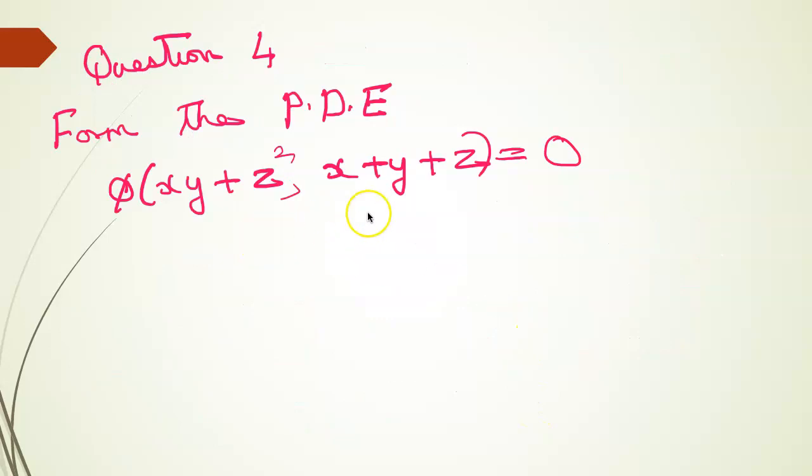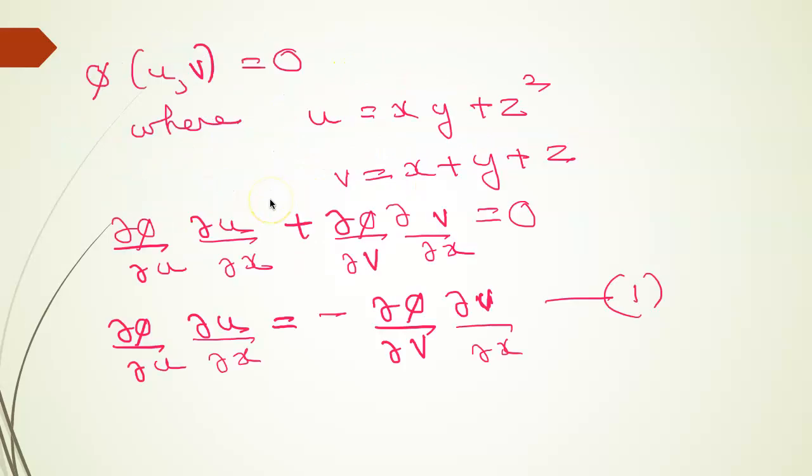So form the partial differential equation phi of xy plus z squared, x plus y plus z equal to 0. So phi is a function of two variables u and v. So let u be xy plus z squared, v is x plus y plus z. So coming to the chain rule, we have del phi by del u into del u by del x plus del phi by del v into del v by del x is 0, or taking this to the other side, del phi by del u into del u by del x equal to minus del phi by del v into del v by del x.